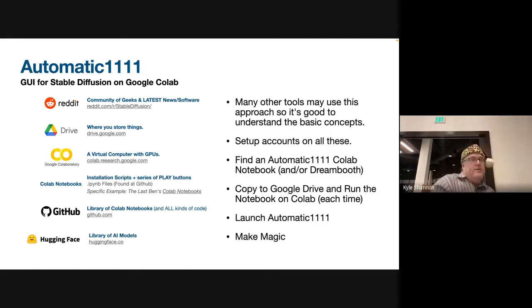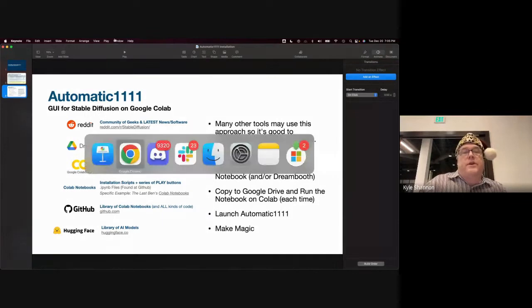I'd strongly recommend, if you want to install things on a virtual machine, get familiar with these basic concepts and tools. Set up accounts on all of these. Find an Automatic 1111 Colab notebook, which I'm going to show you how to do, the one that I know works for me. You're going to copy that to your Google Drive, run the notebook, which I'll show you, and then launch Automatic 1111. This sounds like a nightmare because it is. Okay, moving on. I'll make that available.